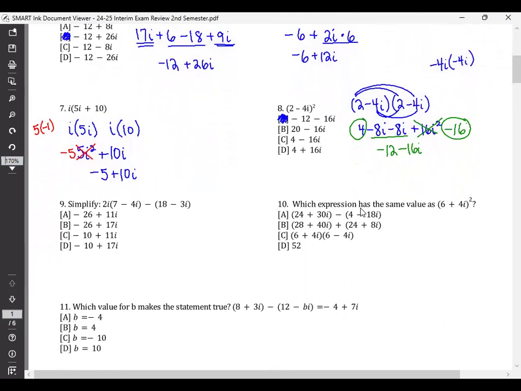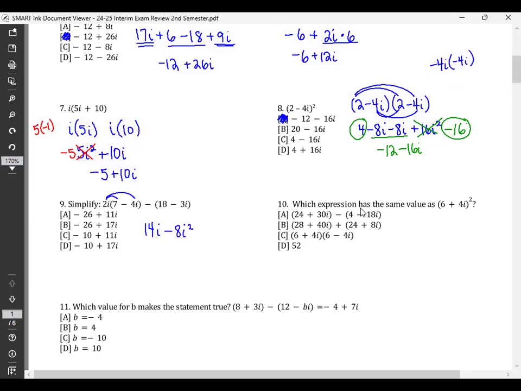Combo, we got a little multiplication going on and subtraction. So I'm going to start with this multiplication here. I'm going to distribute 2i just to the parentheses that it's on. So 2i times 7 would be 14i. 2i times -4i, -8i squared.